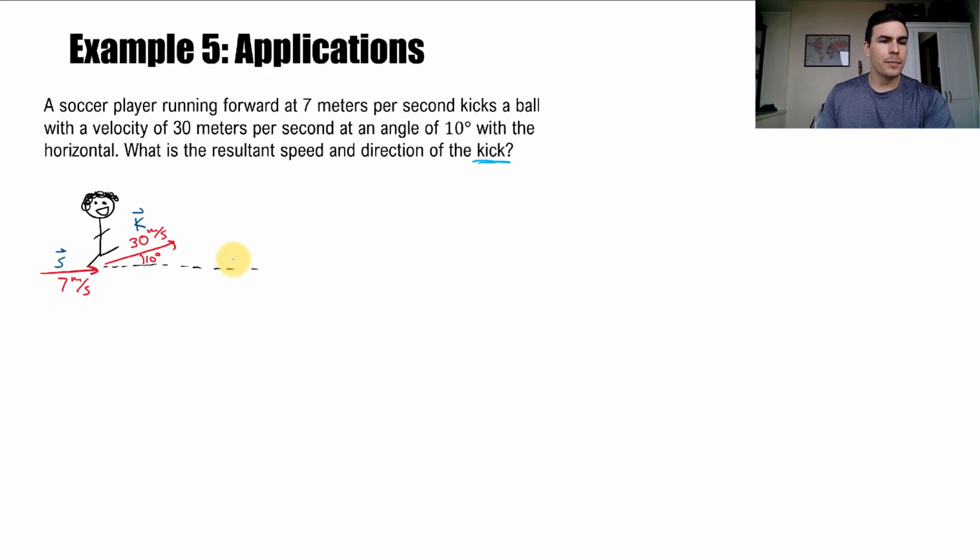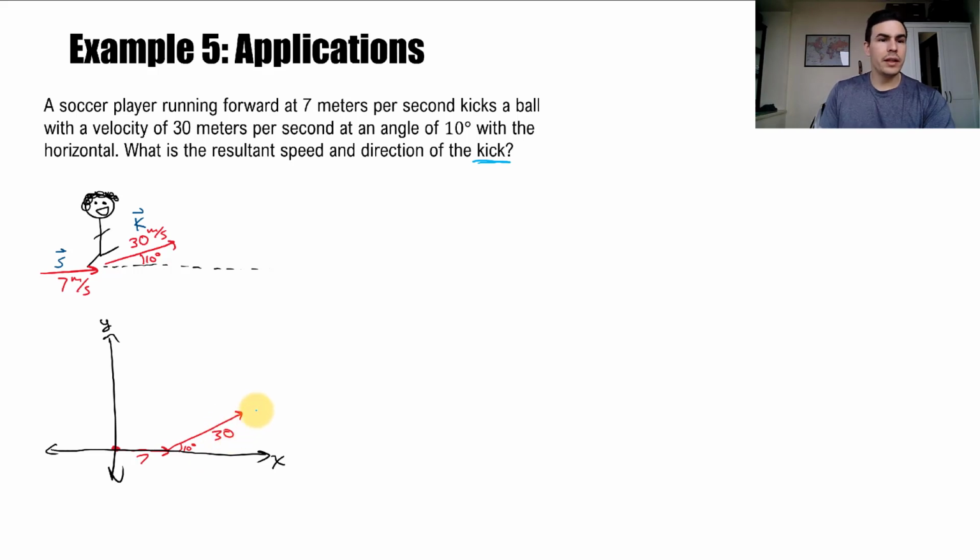So let's go ahead and place our vectors on our XY axis here. And we're going to go tip to tail with this. Tip to tail. So we start off with 7, and this is of course not drawn to scale, and then we go at an angle of 10 degrees, tip to tail, with our vector of 30, right?